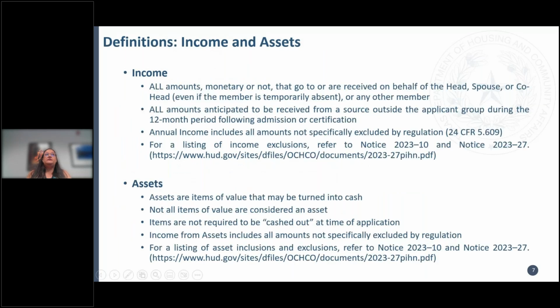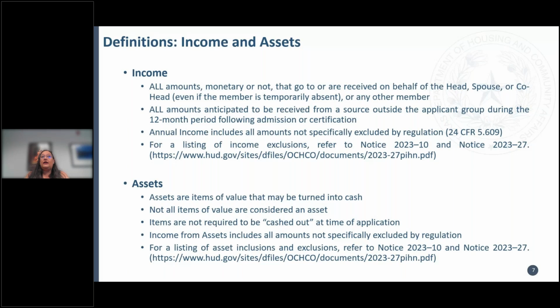So some definitions for income. This is all amounts, monetary or not, that go to or are received on behalf of the head, spouse, co-head, or any other member of the household or member of the family. And it can also include amounts that are anticipated to be received. Say somebody is moving to your community or getting rental assistance from your program, but they don't have a job yet, but they know they're going to start one in 3 weeks. Well, they're going to have an offer letter, so you would use that anticipated income for that.